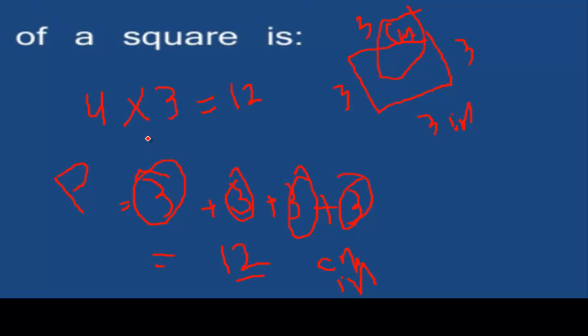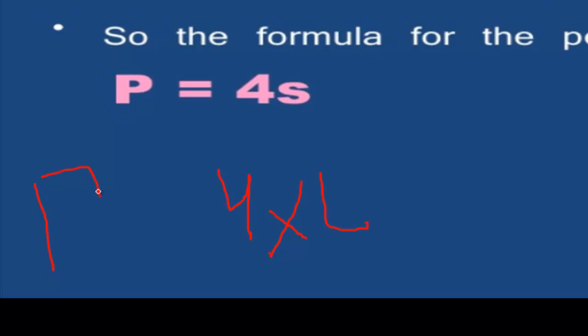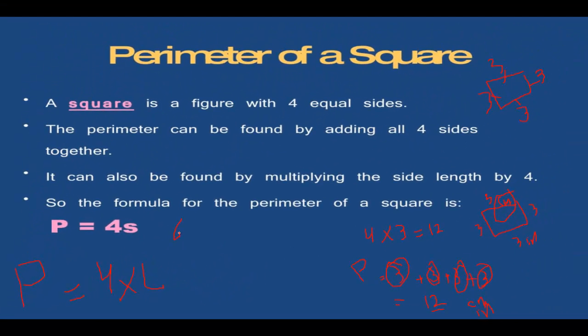But 4 by 3 is easy, and you can remember it easily. So again, the perimeter of the square equals 4 multiplied by the side length. If you have the side length of any square equal to 6, the perimeter is gonna equal 4 multiplied by 6, which is gonna equal 24.